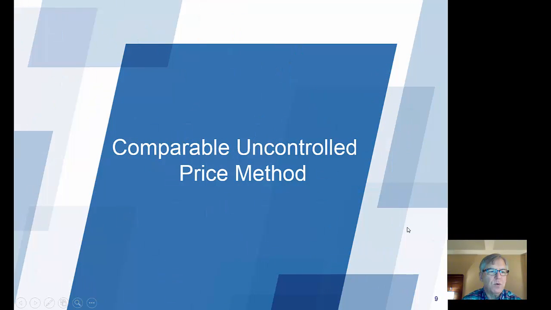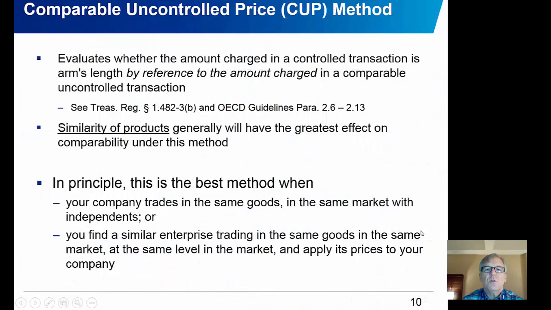So the first of the methods that we're going to consider, other than the CPM, is the comparable uncontrolled price method, or CUP, as it's commonly called. With this method, what are we doing? We're essentially looking at the amount charged in the controlled transaction between two related parties by referencing it to the amounts charged in a comparable uncontrolled transaction. You'll find this both in the OECD guidelines and in our own Treasury regulations in the US in section 1.482-3.